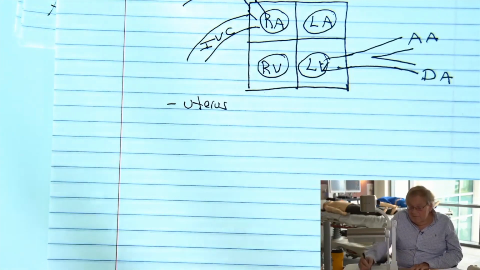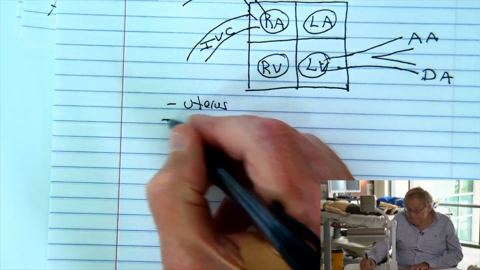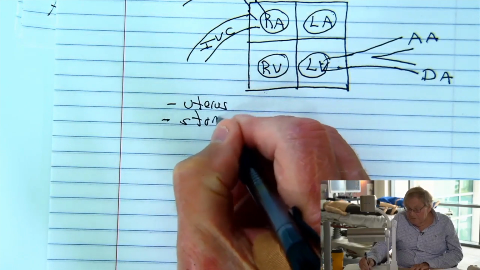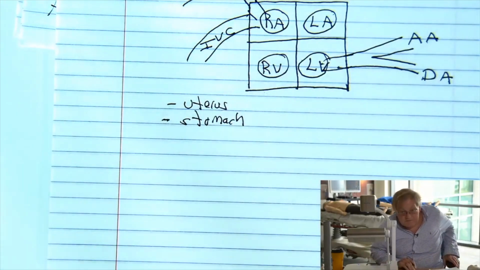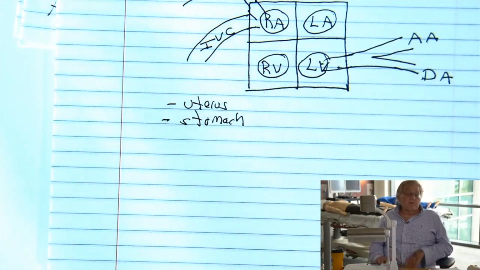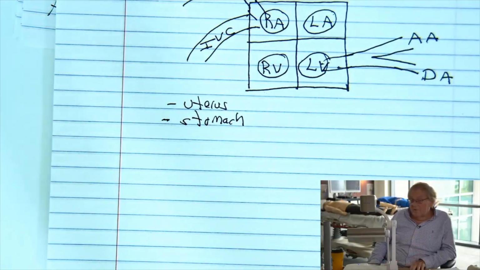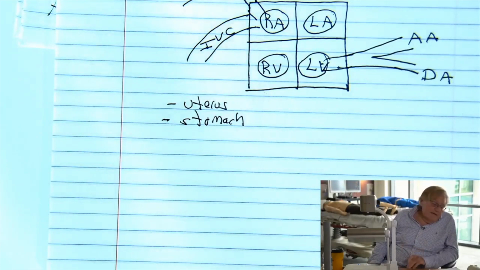The same thing with my stomach. My stomach is smooth muscle. Remember I said smooth muscle can undergo hypertrophy and hyperplasia. What's the bad thing about it? I decided that I want to lose weight and I'm going to staple my stomach. Sounds like a great idea.